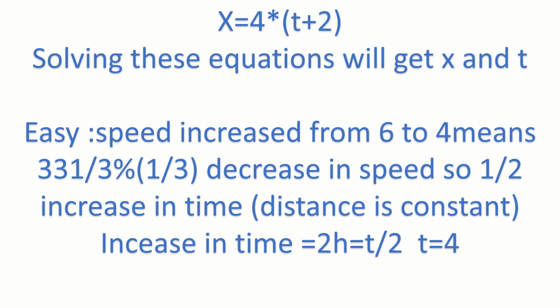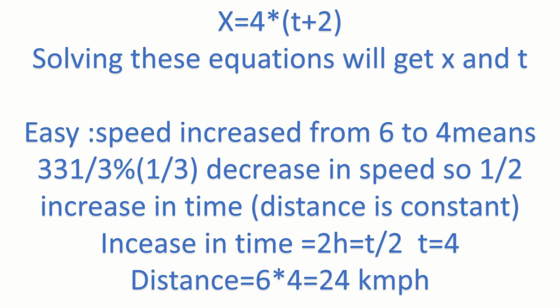If we multiply the speed with time, we will get the distance. This is a simple thing. If you don't understand, I will explain it again. Here the speed is decreased by 1 by 3. If the speed is decreased by 1 by 3, then the other quantity must increase by 1 by 2 in order to keep the product constant.